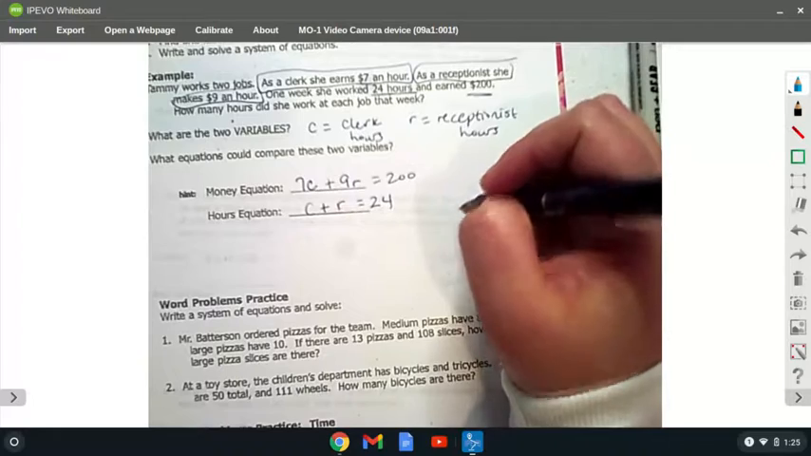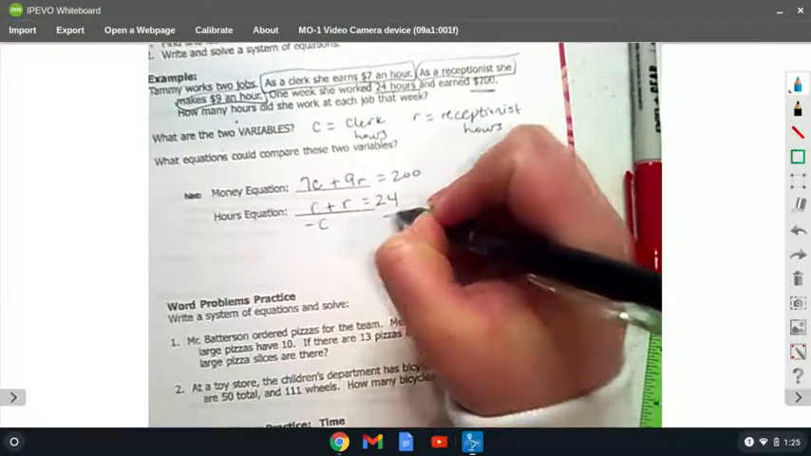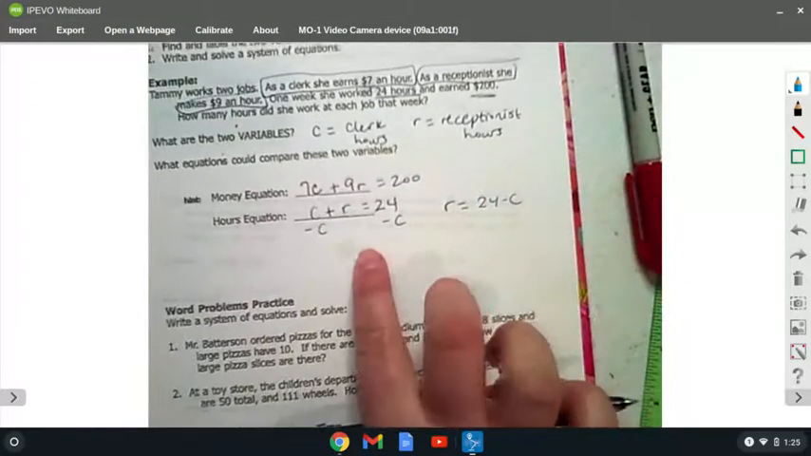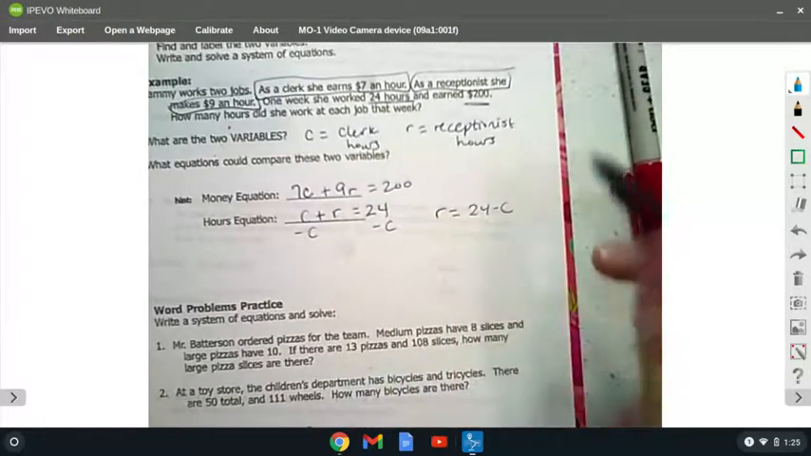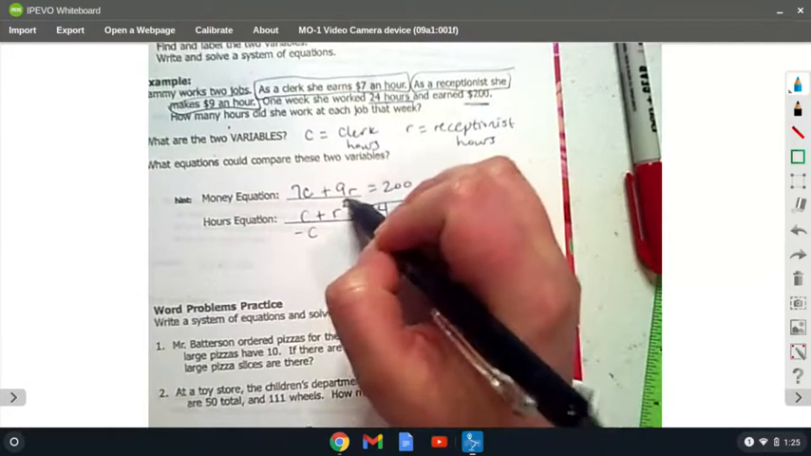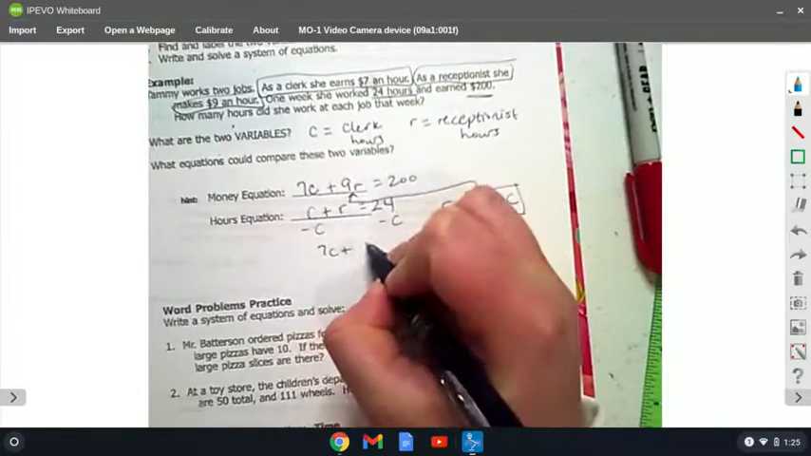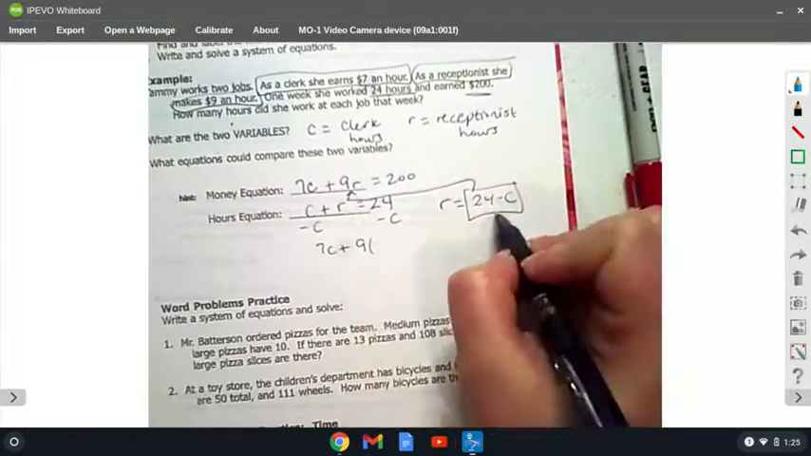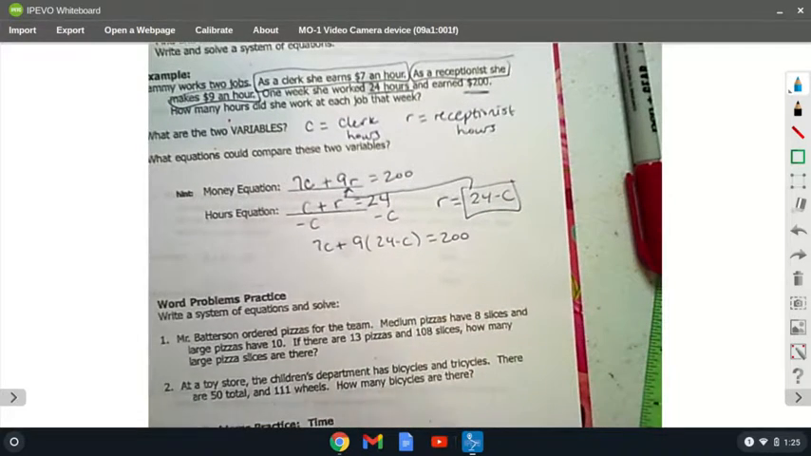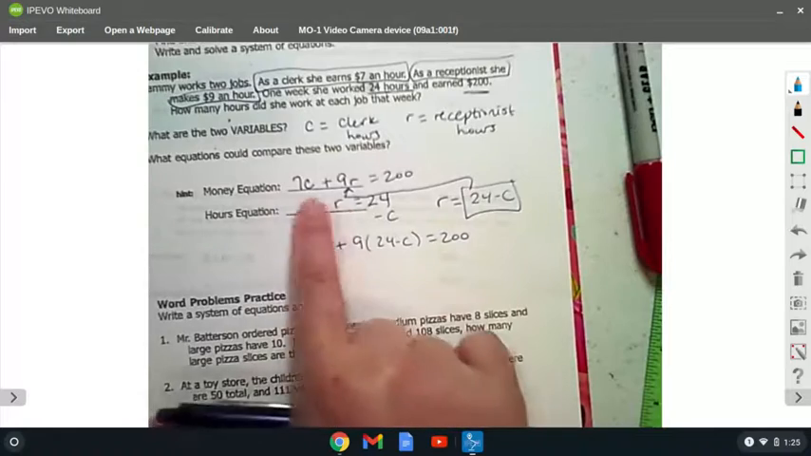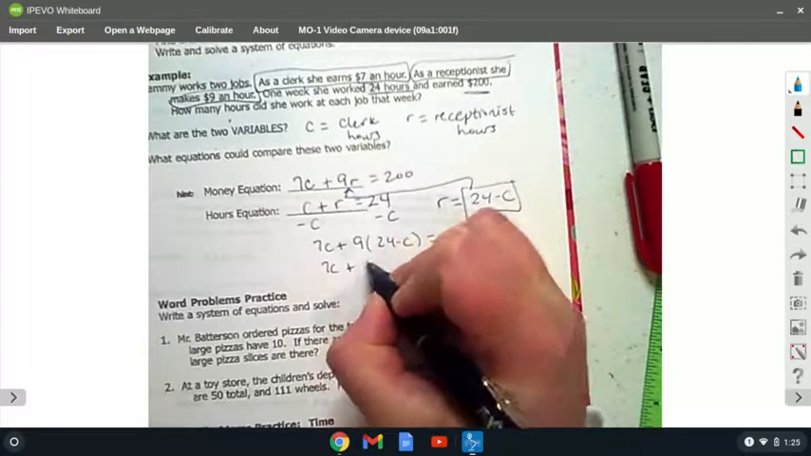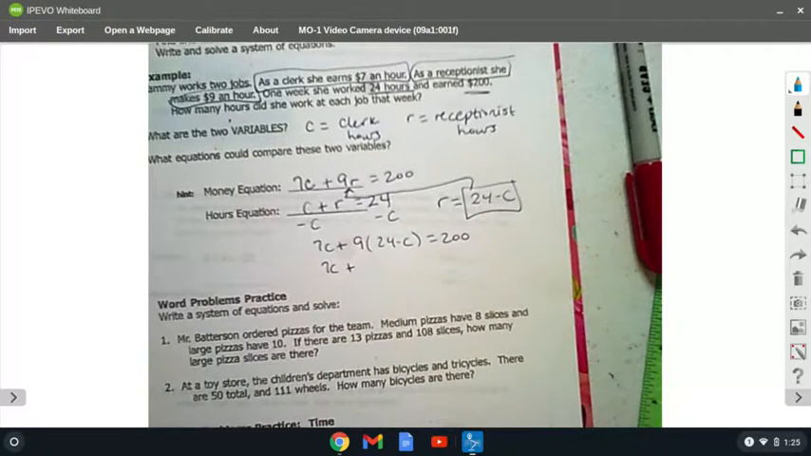I'm going to do substitution, so I'm just going to subtract C from both sides here. So I have R equals 24 minus C. I've isolated R to be by itself. Now I can substitute this in for R in that equation. So I have 7C plus 9, and I'm going to plug in this 24 minus C, equals 200. You could have also done this by elimination. You would have had to multiply this equation by 7 or 9. So if you like elimination better, you could have done that.